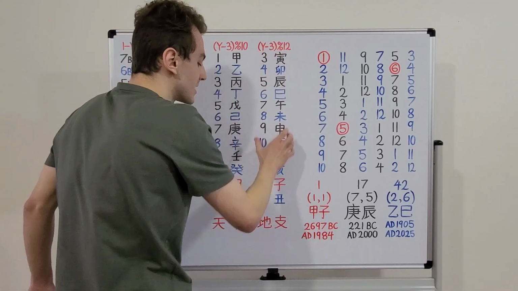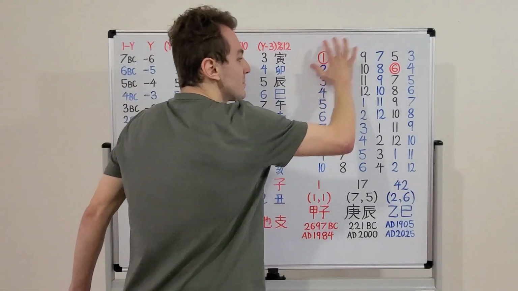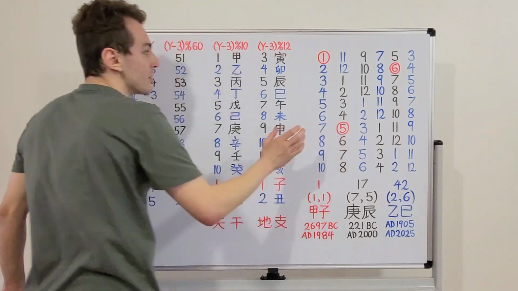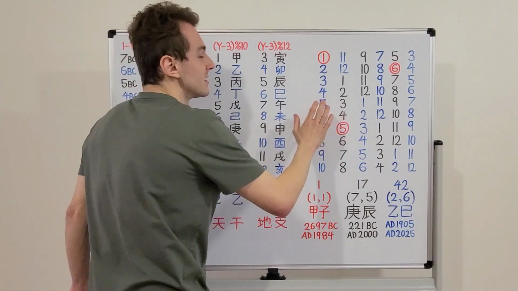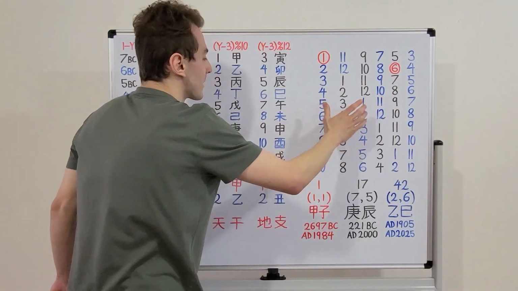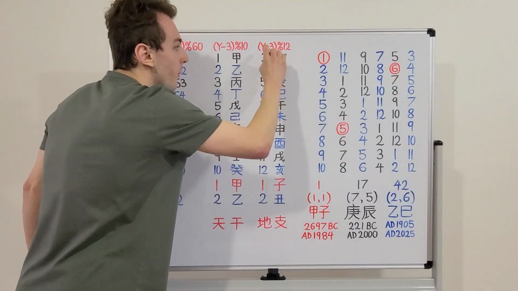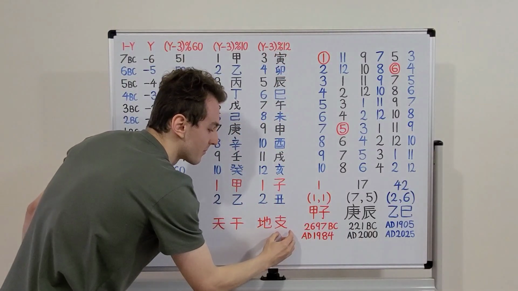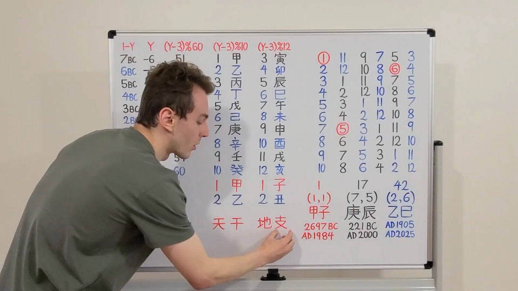Now, this 12-year subcycle is a little more complicated. So that's why we have this pattern over here to help us see the relationship between these sexagenary years and this 12-year cycle. It's also important to observe that we're going to map these values mod 12 to these earthly branches. So we have a set of 12 characters which are called the earthly branches.